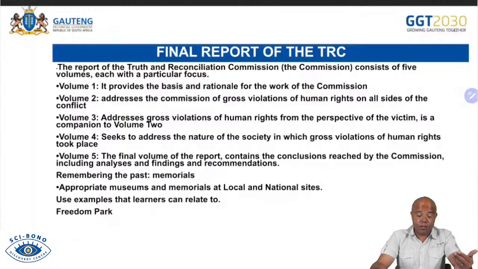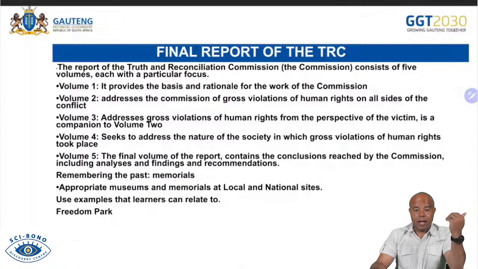recommendations. Recommendations, the way forward: remembering the past, memorials, appropriate museums and memorials at local and national sites, use examples that learners can relate to. For example, Freedom Park. When we talk about Freedom Park, basically, when we go to Soweto, we find there's a museum or a memorial site of the incident with regards to Hector Peterson, basically.